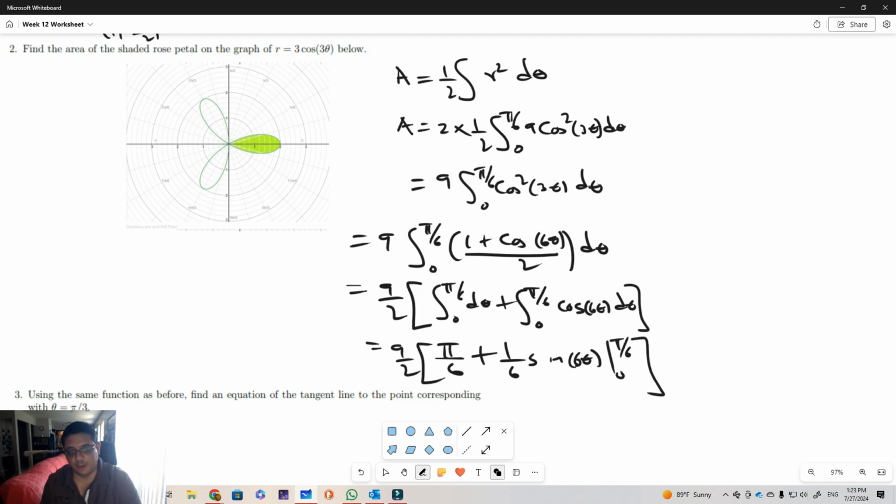Of course, when we plug in 0 here, that's going to be a 0. So this is 9/2 of pi over 6, sorry, plus 1/6 times sine of pi, which is 0 again, when I plug in pi over 6. When we plug in pi over 6 with sine of 6 theta, it becomes sine of pi, which is also 0. And 0 is 0, so it's only going to be this 9 pi over 12. Okay, so that's the total area of this shaded rose petal here.